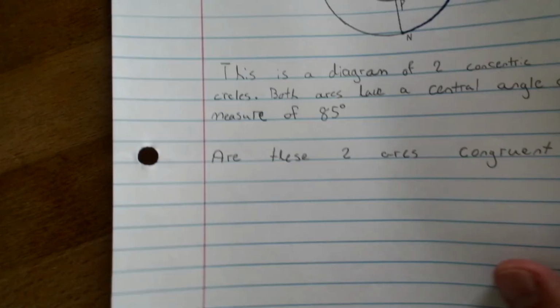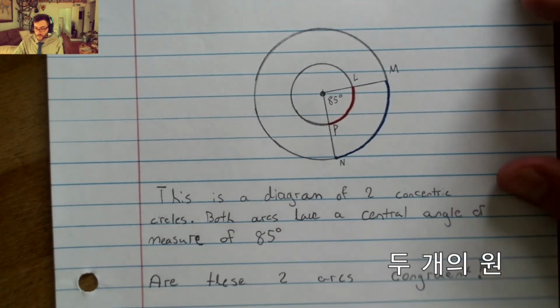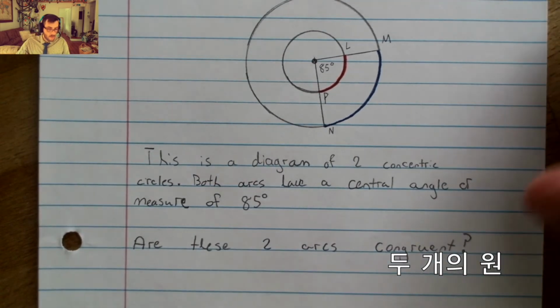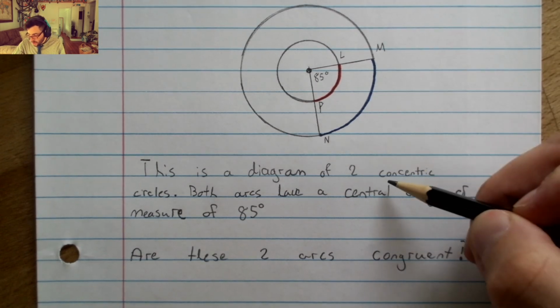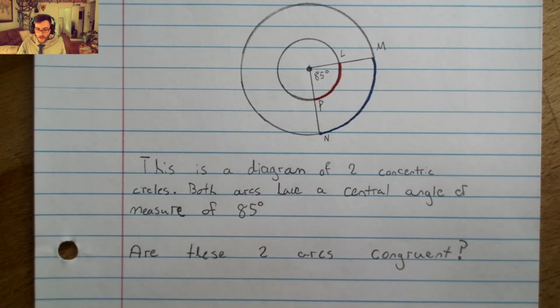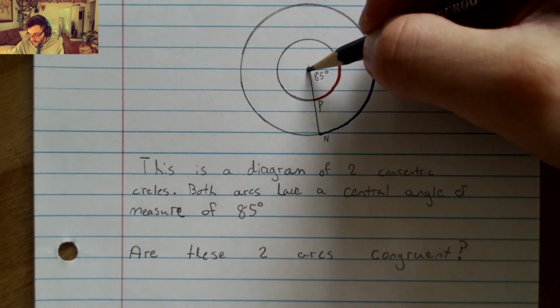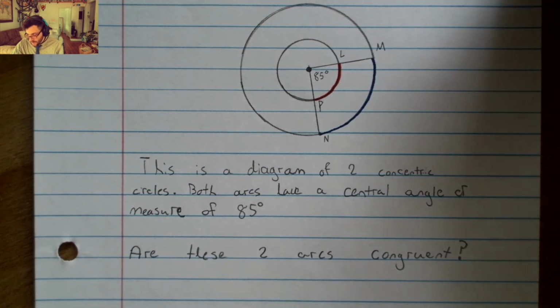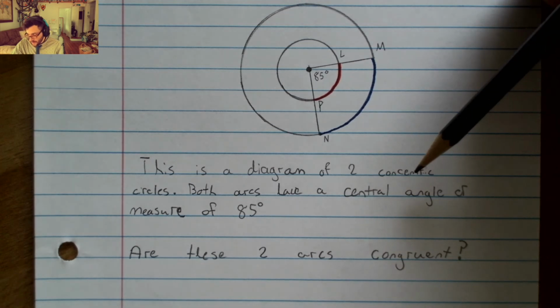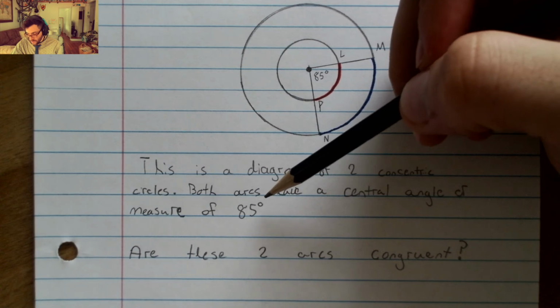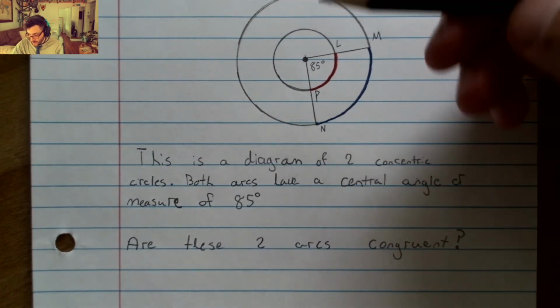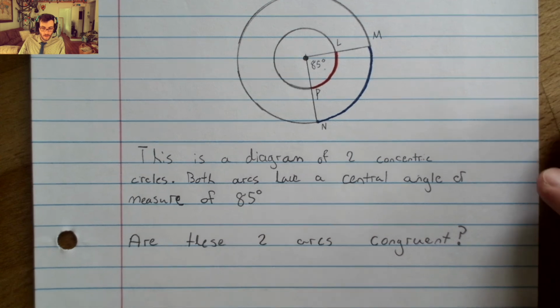In our last example, we have two circles. In this particular diagram, we have what are called concentric circles. Concentric, meaning con from Latin, as in the same. They both have the same center point here. And with these two concentric circles, they both have arc measures of that central angle of 85 degrees.